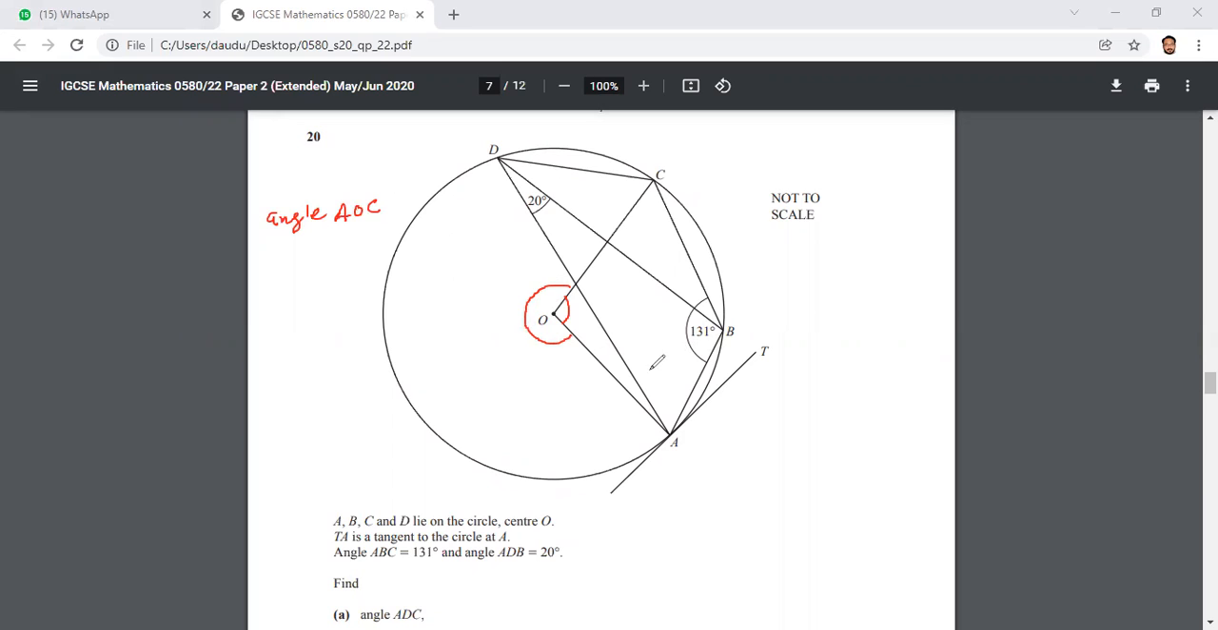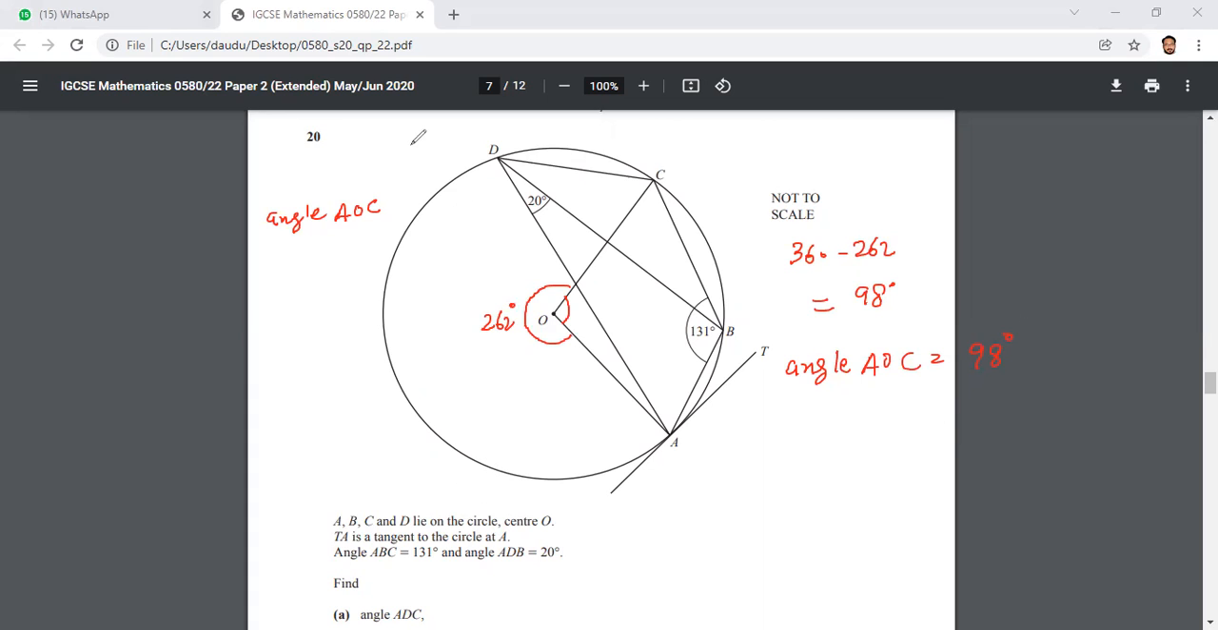That means 131 multiplied by 2 gives me 262. Now the whole circle represents 360. So if we subtract 262 from 360, we will get angle AOC. So angle AOC will be 360 minus 262, which gives me 98. So angle AOC is equal to 98 degrees.